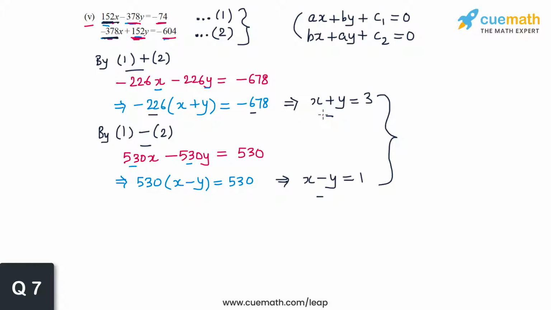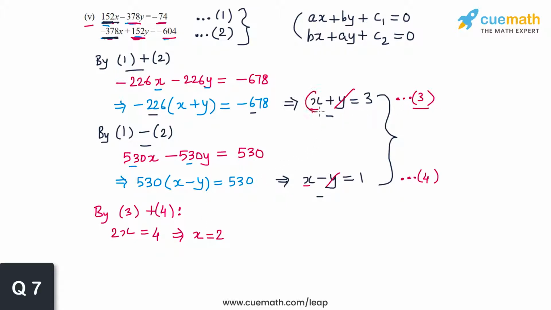Now all we need to do is we need to solve this modified pair. So let's add these two equations. So let's call this equation 3 and let's call this equation 4. So if I add these two equations, so if I do 3 plus 4, what do I get? On the LHS I get x plus x, 2x, and the y terms cancel out, and on the RHS I get 4, 3 plus 1 or 4, which gives me x is equal to 2. And now using x equal to 2 in equation 3, I get 2 plus y equal to 3, and this means that y is equal to 1.